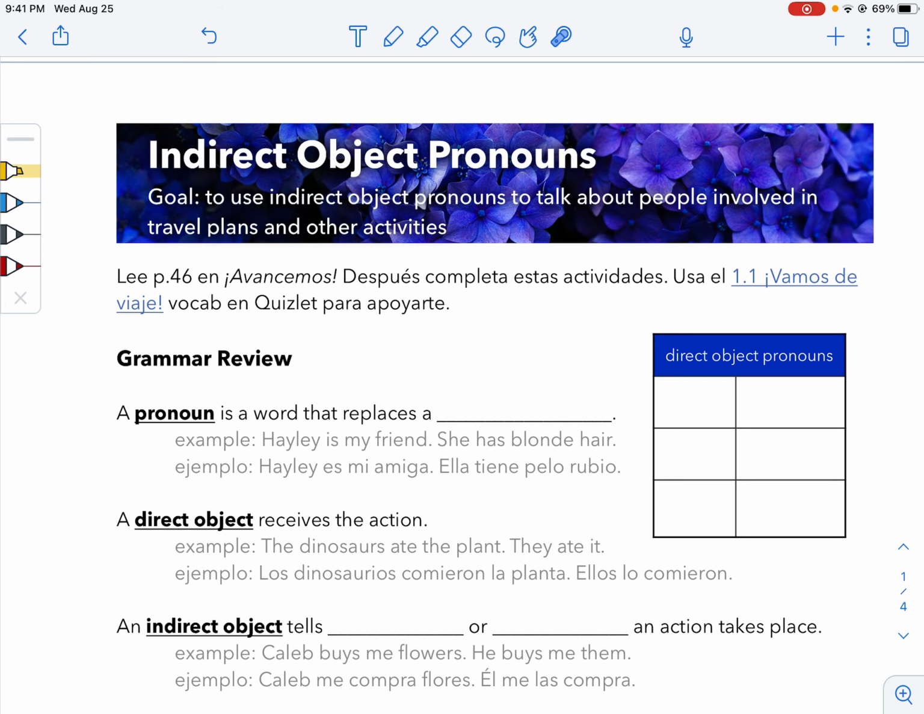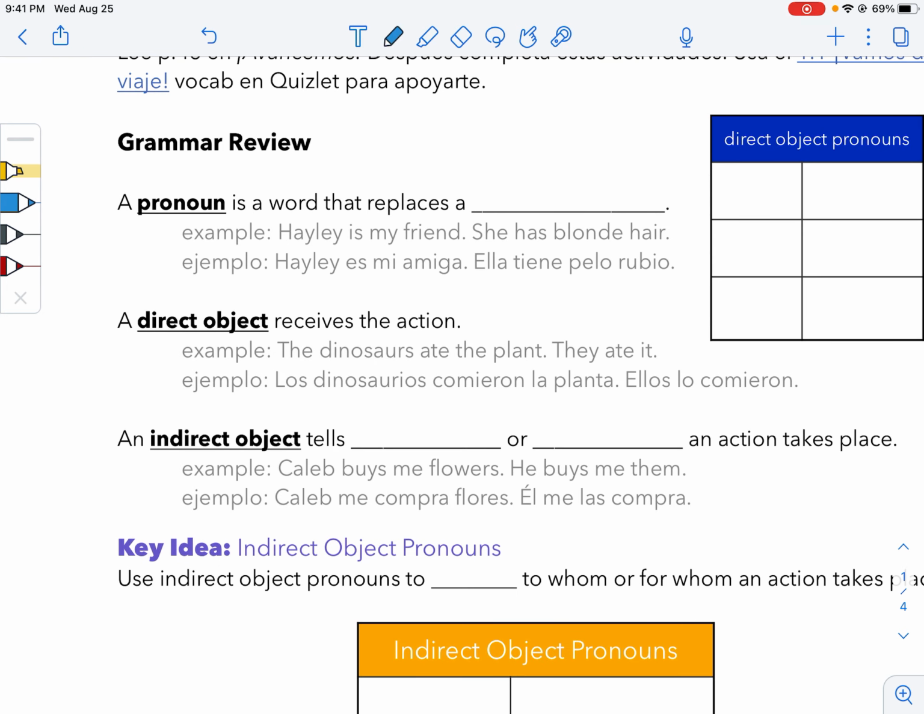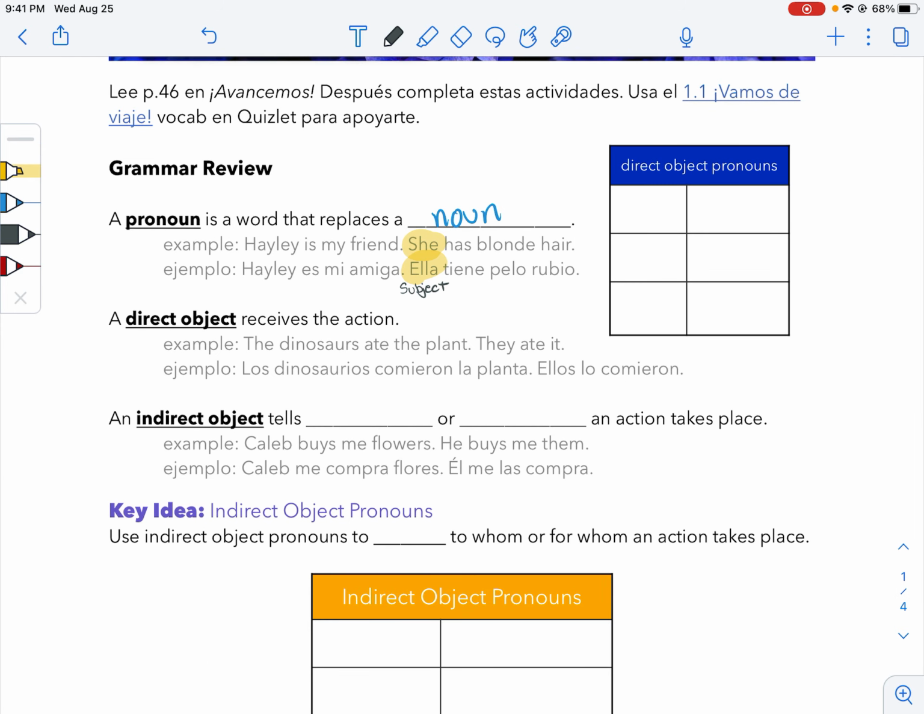A quick grammar review, as you'll remember from yesterday's lesson. A pronoun is a word that replaces a noun. So instead of saying, Haley is my friend, Haley has blonde hair, we throw in a pronoun: she has blonde hair, right? Same thing in español. Haley es mi amiga, ella tiene pelo rubio. These are both acting as subject pronouns. I will not ask you to identify subject pronouns or object pronouns. Just know how to use the right one.